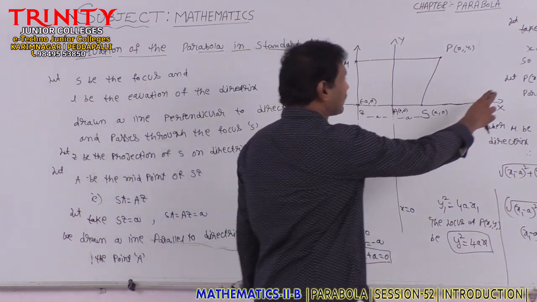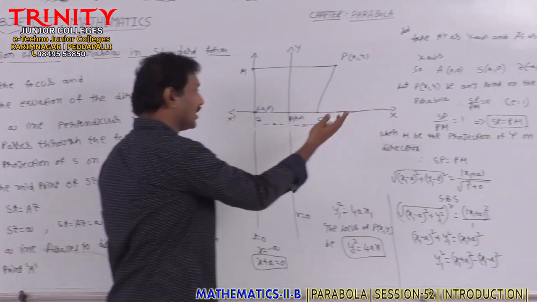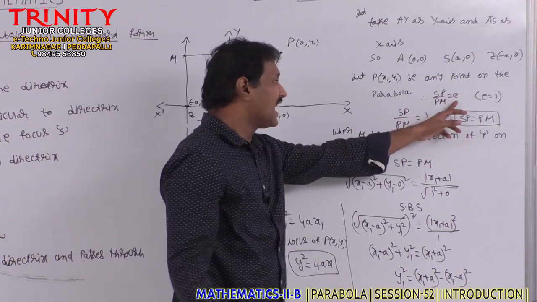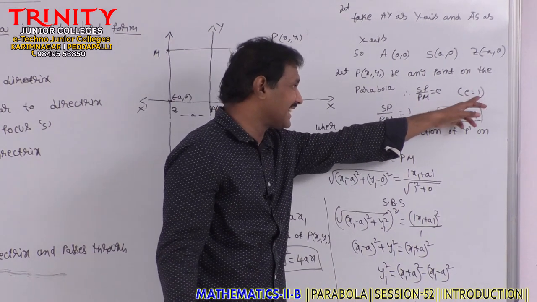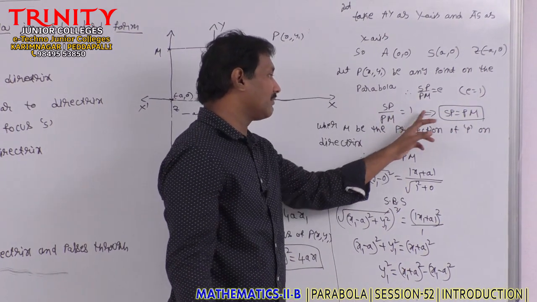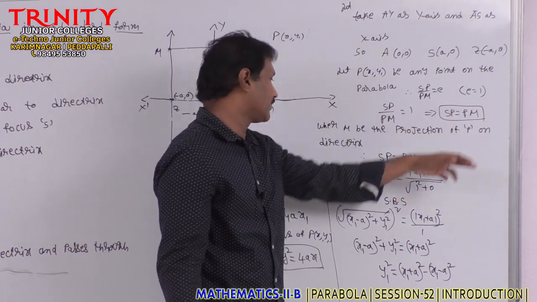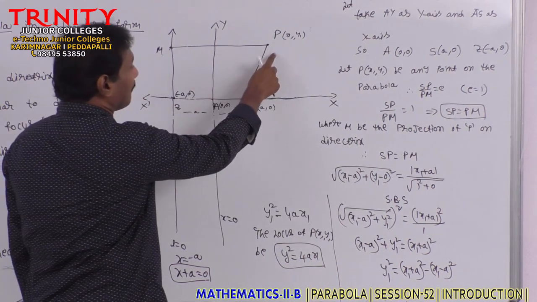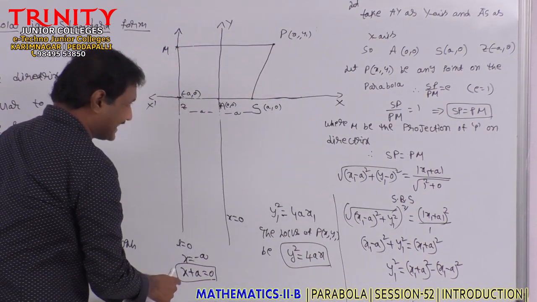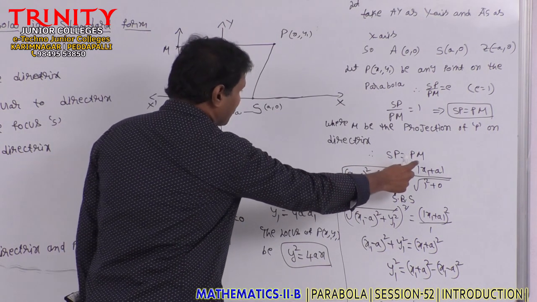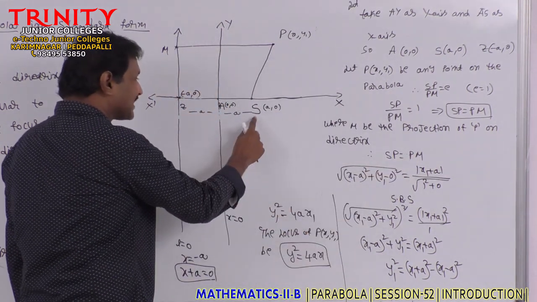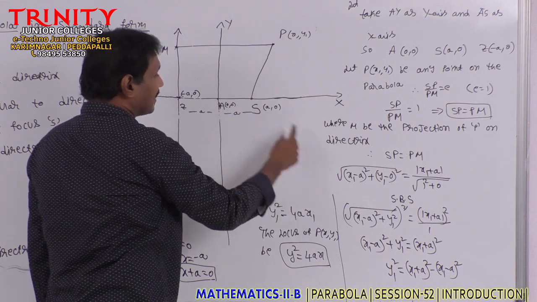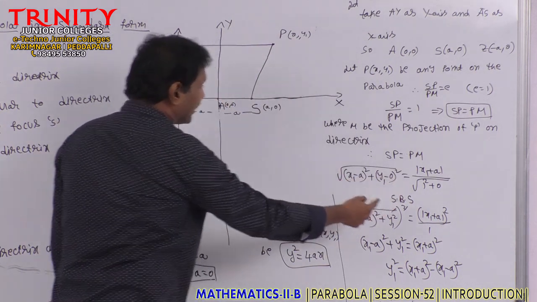Next, let P (x1, y1) be any point on the parabola, that is, the locus point. By the definition of the conic, SP by PM equals e. Here it becomes a parabola, therefore eccentricity equals 1, SP by PM equals 1, which implies SP equals PM, where M is the projection of P on the directrix. Therefore, SP equals PM. SP is the distance from the focus to the point, that is, the square root of (x1 minus a) whole square plus (y1 minus 0) whole square, equal to PM.